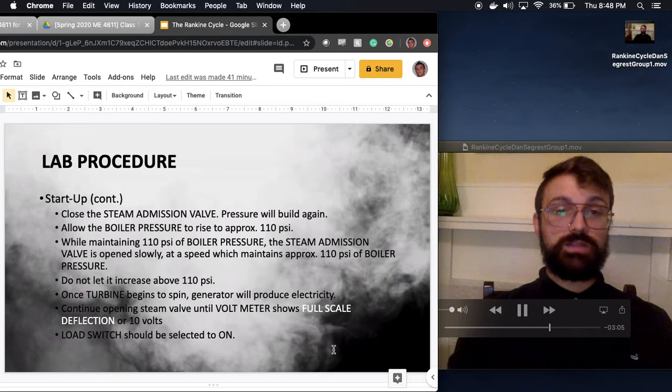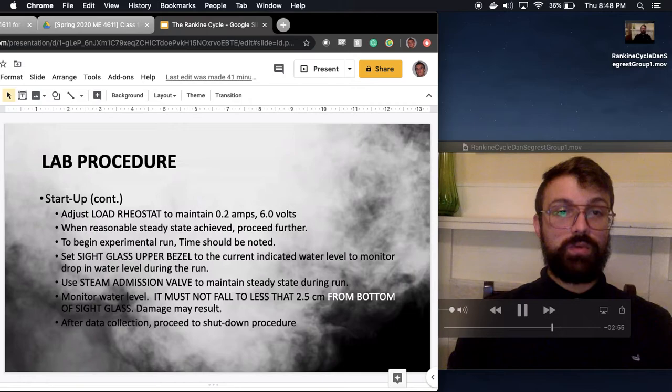So once the turbine begins to spin, the generator will produce electricity, and we will continue opening the steam valve until the voltmeter shows full-scale detection or 10 volts. The load switch should be selected to on. We're going to adjust the load rheostat to maintain 0.2 amps and 6 volts. When reasonably steady state is achieved, we're going to proceed further and begin our experimental run.